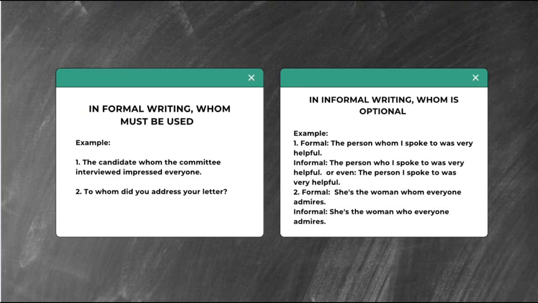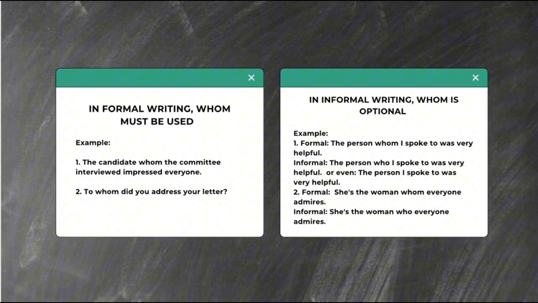The formal sentence correctly uses whom as the object of the preposition to, while the informal versions substitute who, which is grammatically less precise but perfectly acceptable in casual writing, or even omit the relative pronoun entirely. The second example, informal form: she's the woman whom everyone admires.